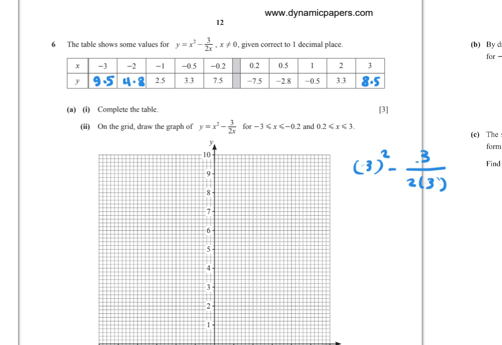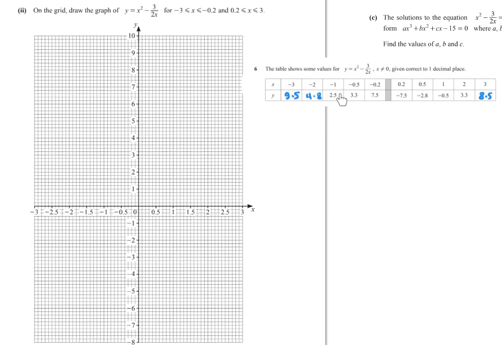Now plot the points on the grid. If you have two groups in the table like that and you have a separation between them, this means join these points together and this point together. And the graph for this function is not continuous. So these points together and these points together. So you cannot join all of them. So the first point, negative 3 and 9.5. So this is the first point. Second point, negative 2, 4.8.